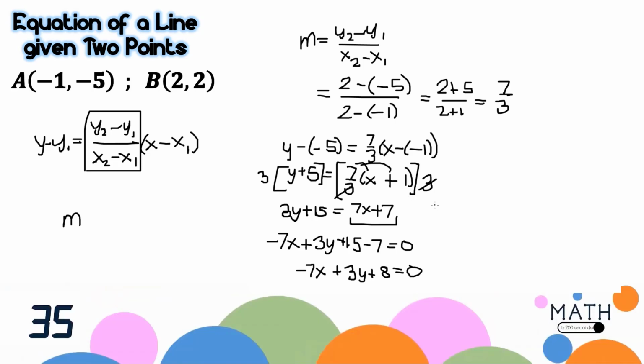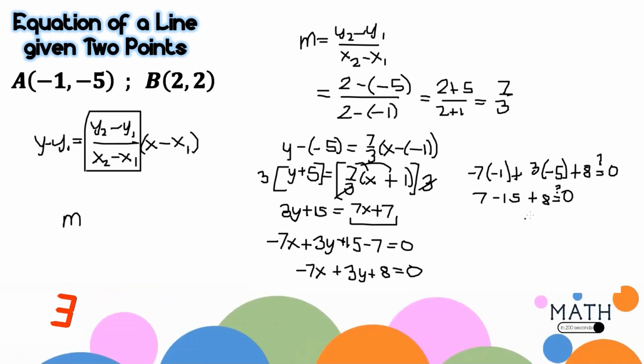Now, you could also verify using any of the 2 points whether your form is correct or not. Substitute only the points intended. So using point A, you will have negative 7, your x is negative 1, plus you will have here 3 times negative 5, plus 8 must be equal to 0. This is positive 7, that's minus 15, plus 8, question mark still because we are checking 0. This is 0.